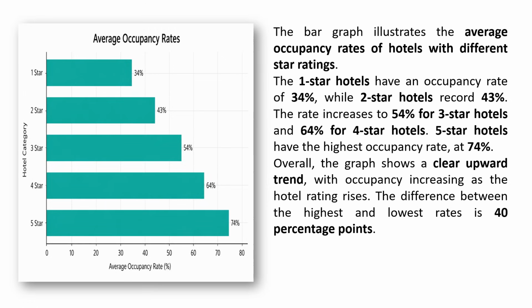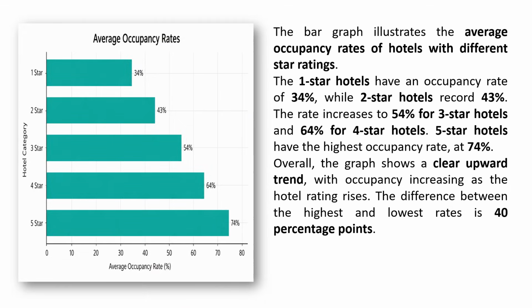The bar graph illustrates the average occupancy rates of hotels with different star ratings. The one-star hotels have an occupancy rate of 34%, while two-star hotels record 43%. The rate increases to 54% for three-star hotels and 64% for four-star hotels. Five-star hotels have the highest occupancy rate, at 74%.